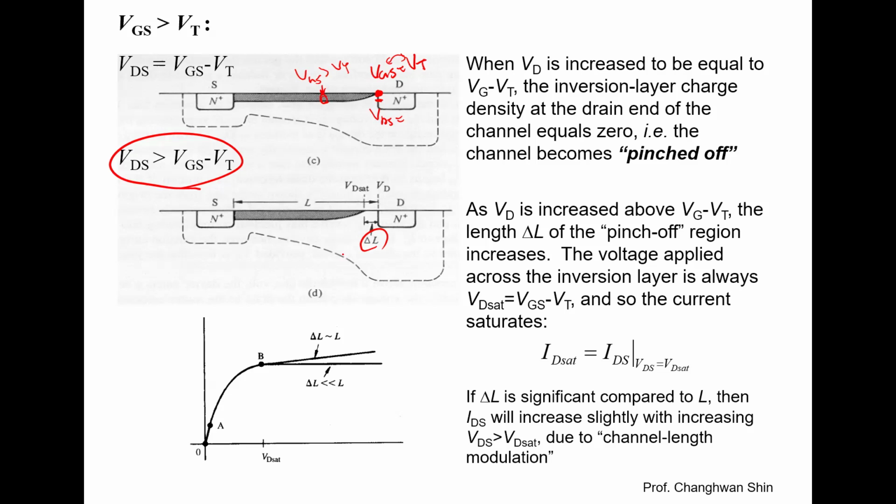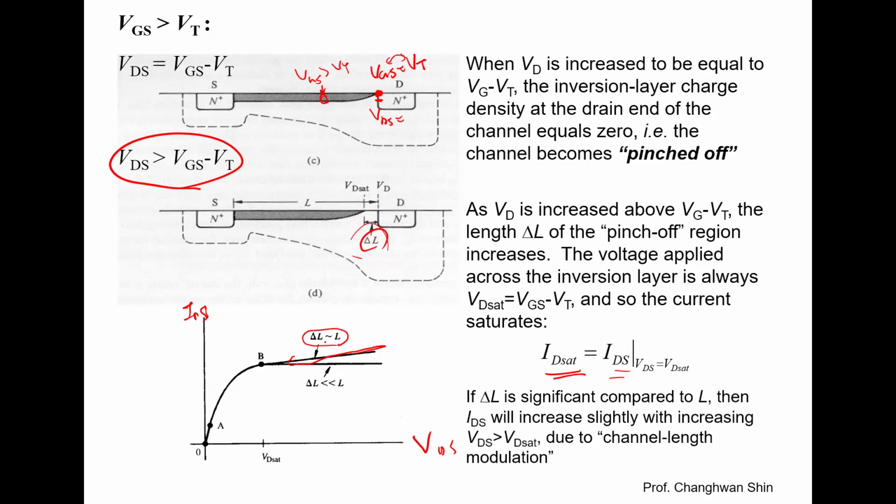For long channel devices, the drain current in saturation is given by IDsat, which is equal to IDS when VDS is equal to VDsat, which is VG minus VT. However, if delta L becomes significant compared against the channel length, we observe a slight increase in current, as shown in this plot, IDS versus VDS, the output characteristic of the MOSFET.